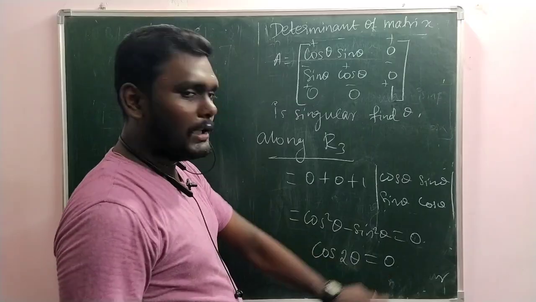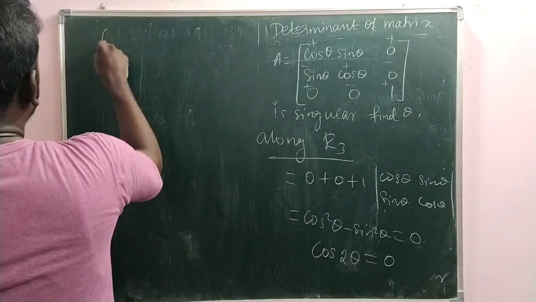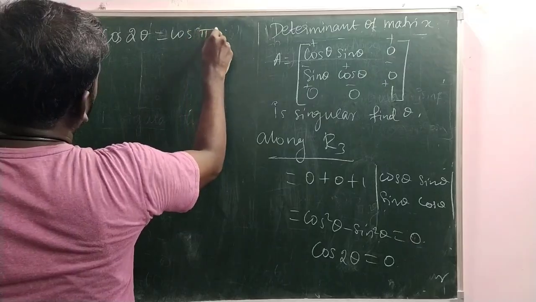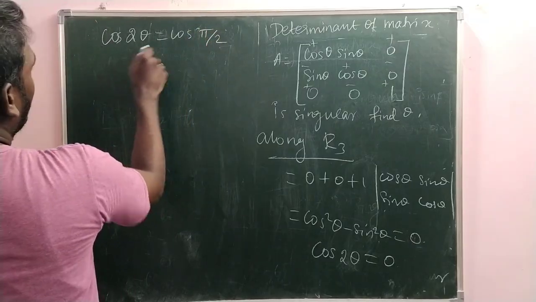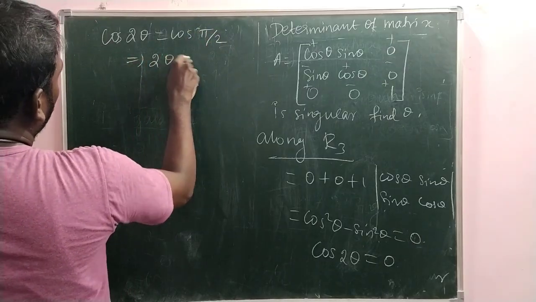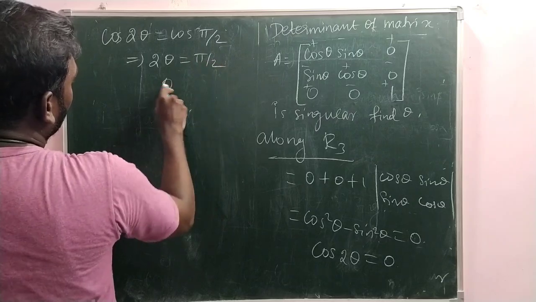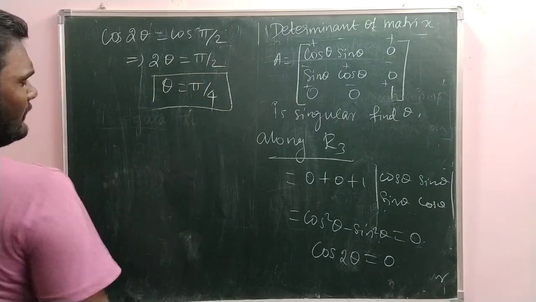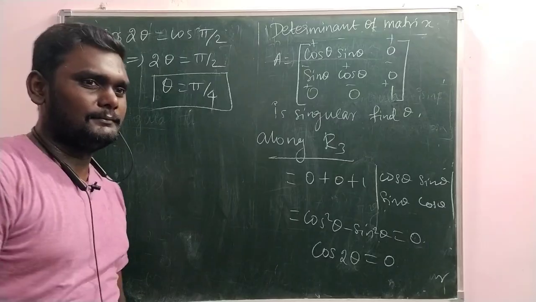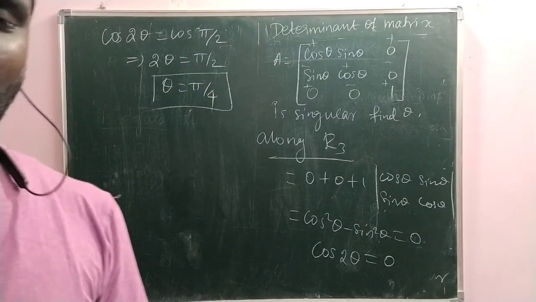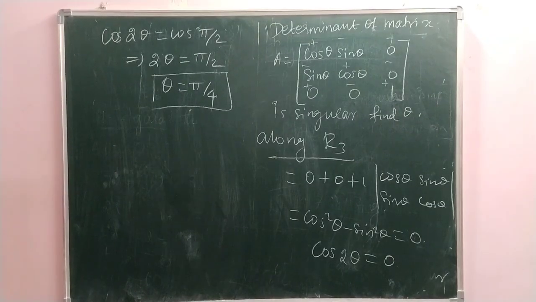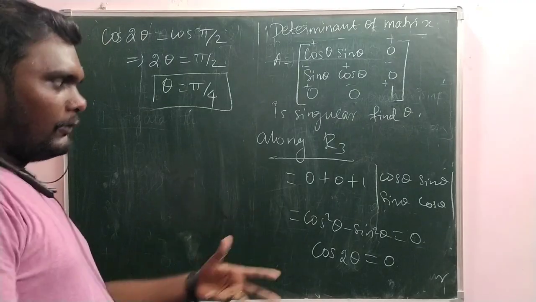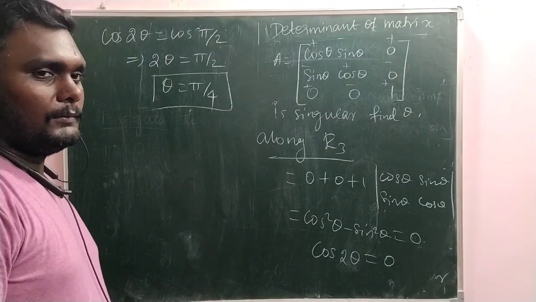So for cos, which value will get 0? Cos pi by 2. Cos 2 theta is equal to cos pi by 2. So when you equate the angles, 2 theta is equal to pi by 2, theta is equal to pi by 4. But you said pi by 2 before, right? Yes. Don't come to any conclusion before solving the question. Okay, it's always better to solve.